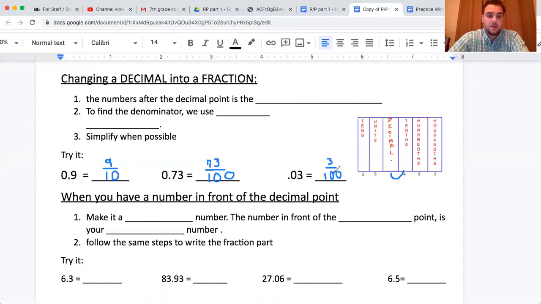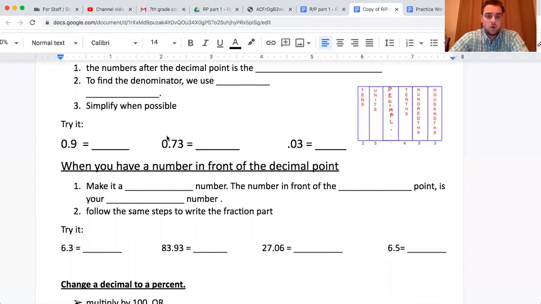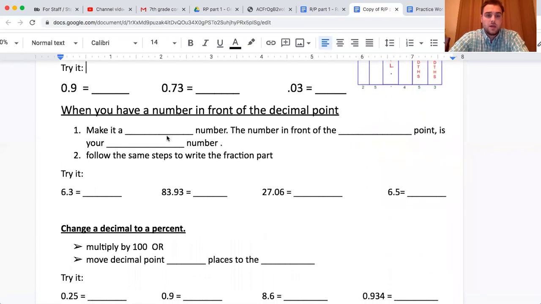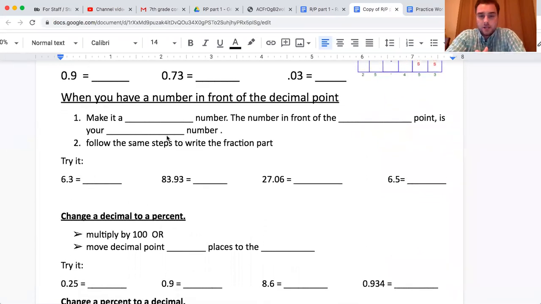Okay. Now let's go ahead and move down to our next section here. And it says when you have a number in front of the decimal point, so how do we turn a decimal that has a number in front of the decimal point into a fraction? Well, the first thing is you're going to want to make it a mixed number.